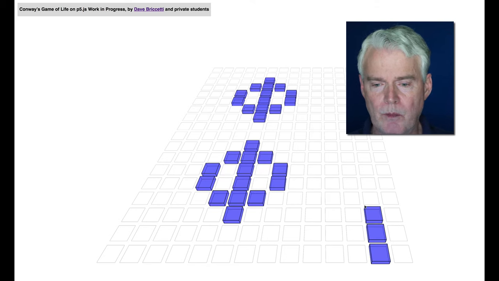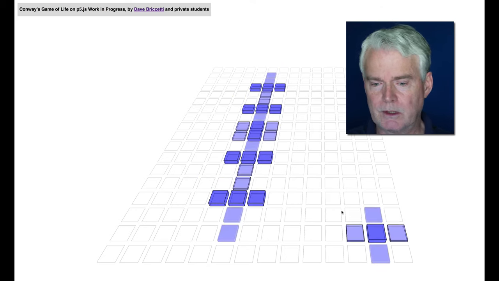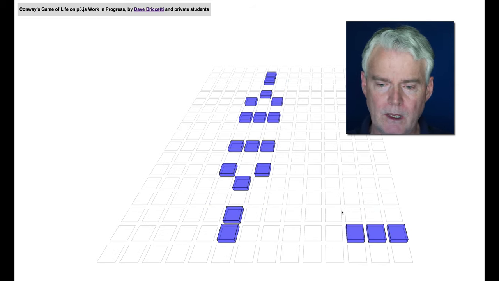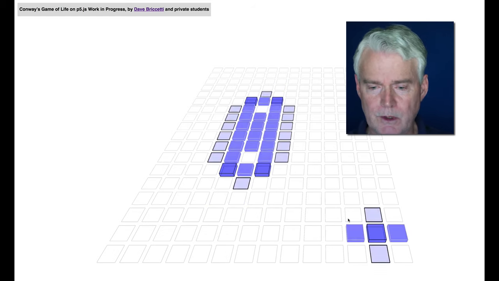The one on the bottom right is much simpler. It just oscillates between two different states. So if you want to study how the transition animation works, you can look at the bottom right one.